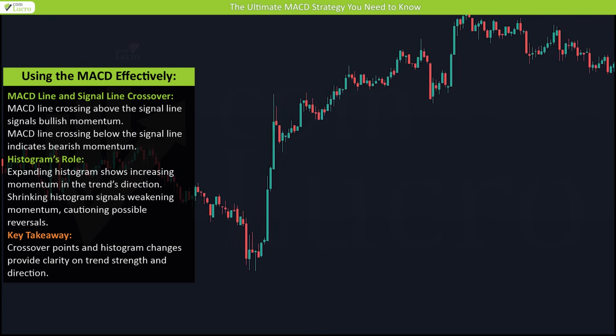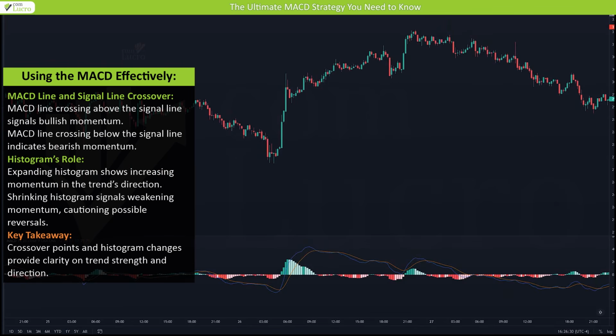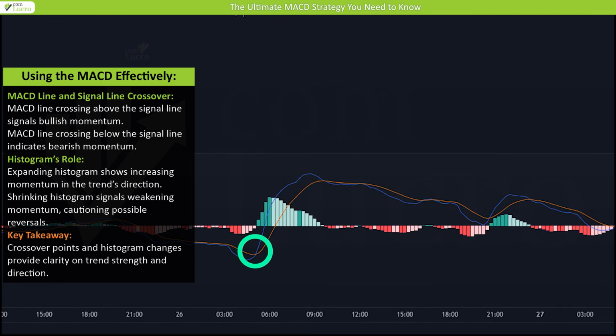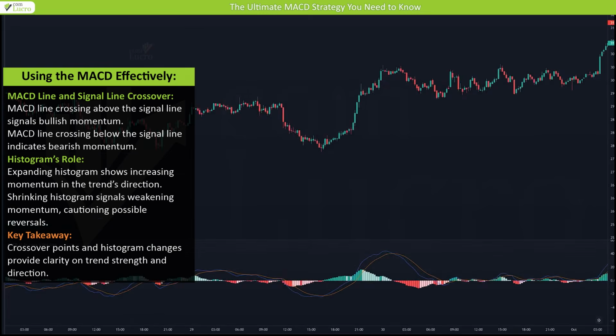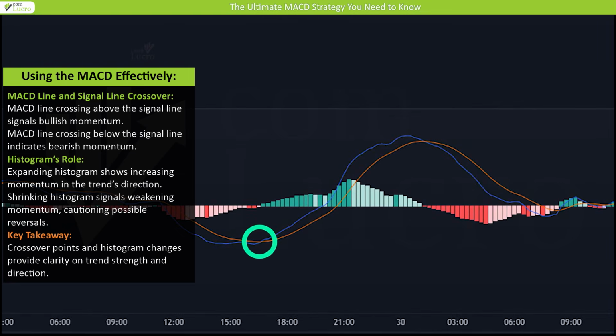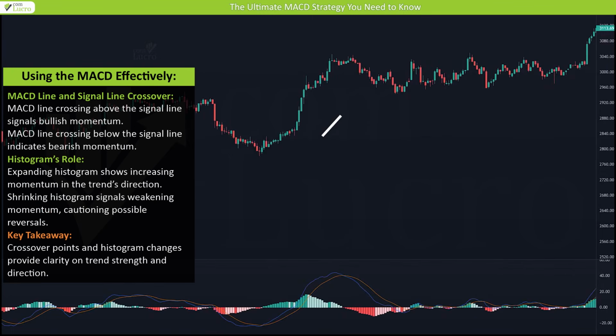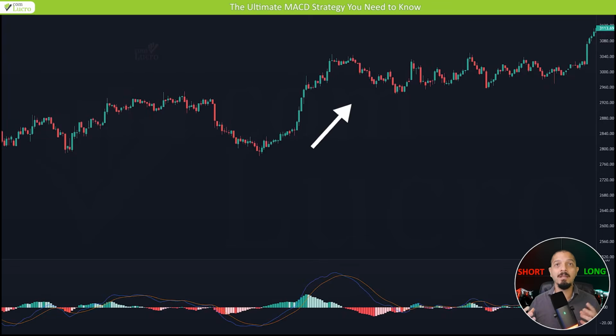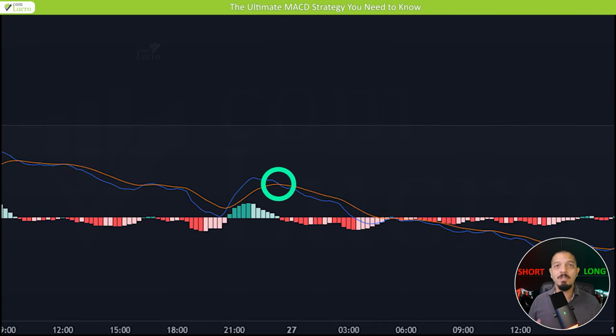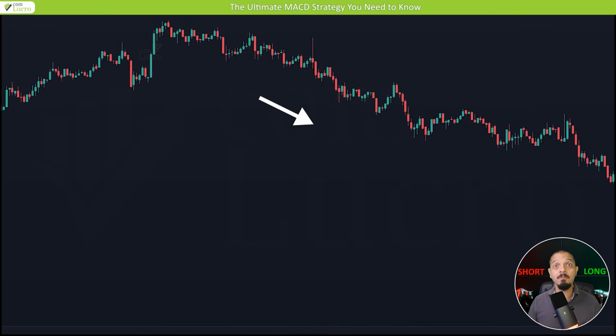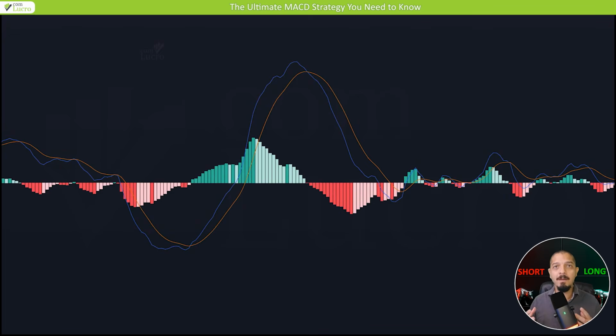Now that we understand the 4 components of the MACD, let's dive into how to use them effectively. The MACD is incredibly powerful for identifying trends in the market. One of the clearest signals it provides is the crossover between the MACD line and the signal line. For instance, when the MACD line crosses above the signal line, it suggests upward momentum, signaling a potential trend reversal or continuation to the upside. On the other hand, when the MACD line crosses below the signal line, it indicates downward momentum, pointing to a bearish trend.